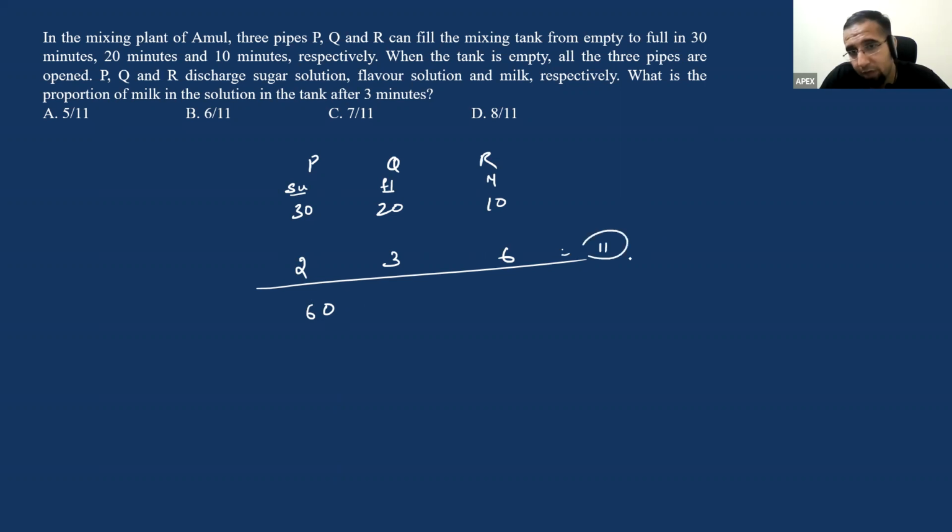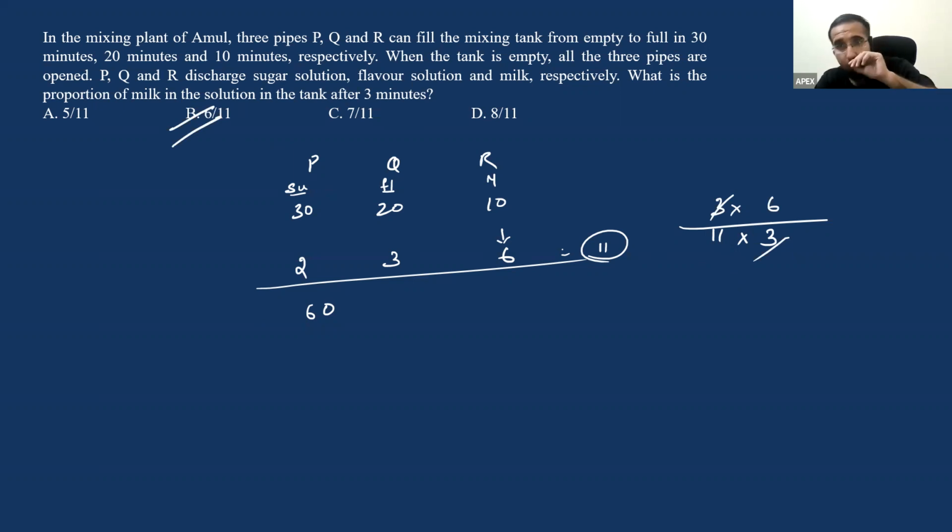So effectively, in 1 minute, they are pouring 11 units of content. So in 3 minutes, they will pour 33 units of content. Clear? And I want only the milk content. Milk content will be 3 into 6. So the 3s get cancelled. So 6 by 11 will be the proportion of milk after 3 minutes altogether, right?